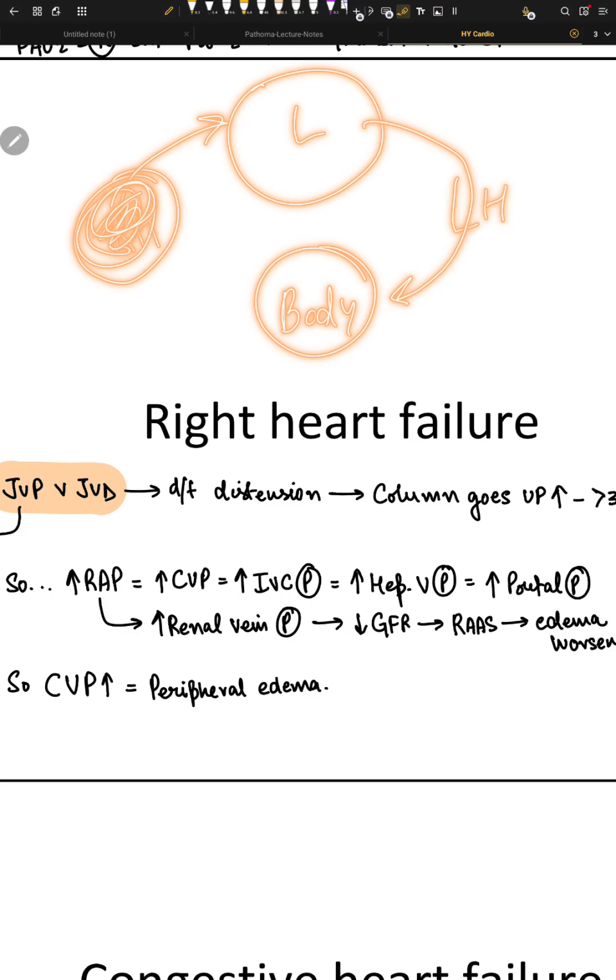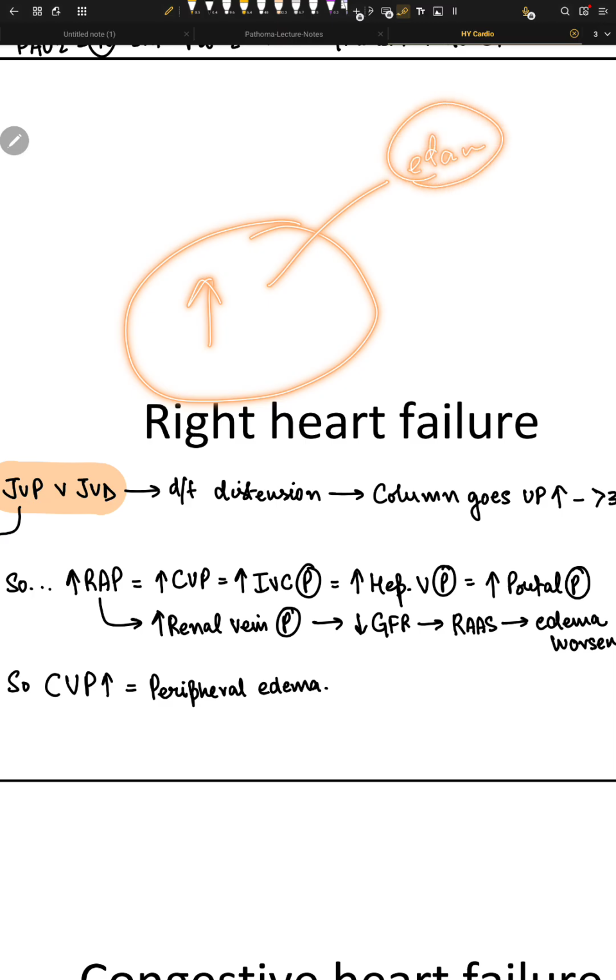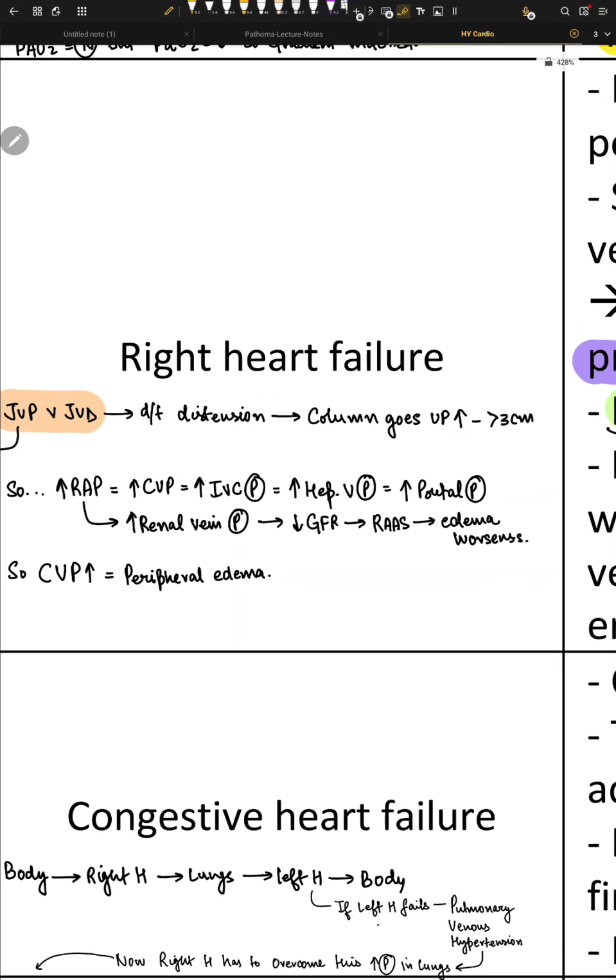If the right heart is failing, then we will have some sort of increased pressure in the body, right? Because the right heart is not able to push the fluid from the body to the lungs, we'll have some sort of buildup in the body. We can call it edema of the body, edema of the extremities, whatever you want to call it, right? So that's the idea.